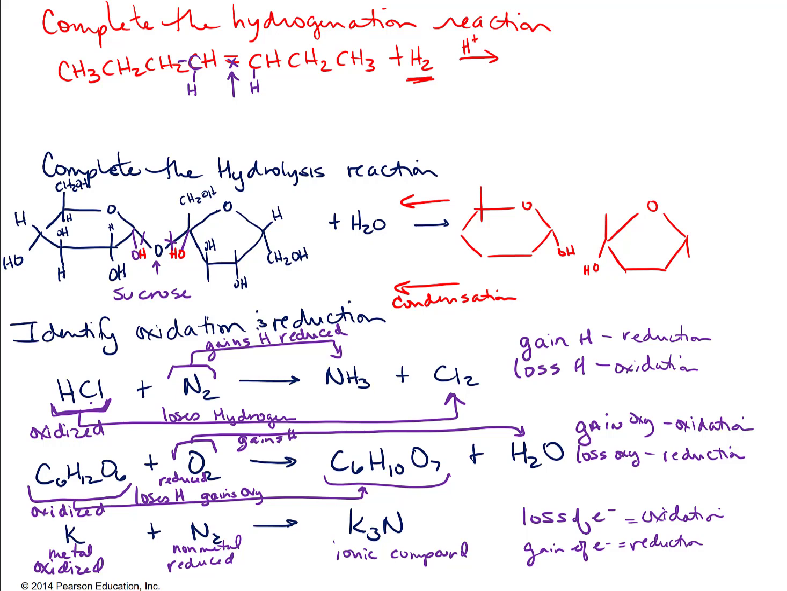Rather than splitting the molecule into pieces, it would just form a saturated, or all single bond, structure within the carbon chain. So we'd end up with 1, 2, 3, 4, 5, 6, 7. So you just end up with all single bonds. Hydrogenation converts any double bonds in a carbon chain into single bonds.